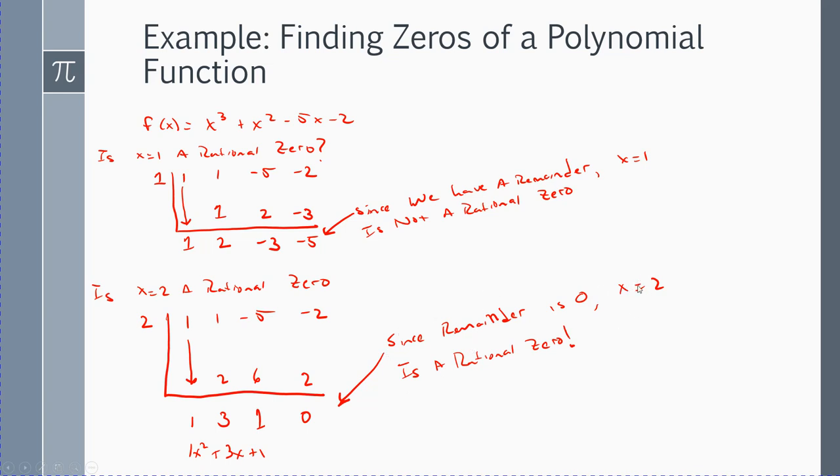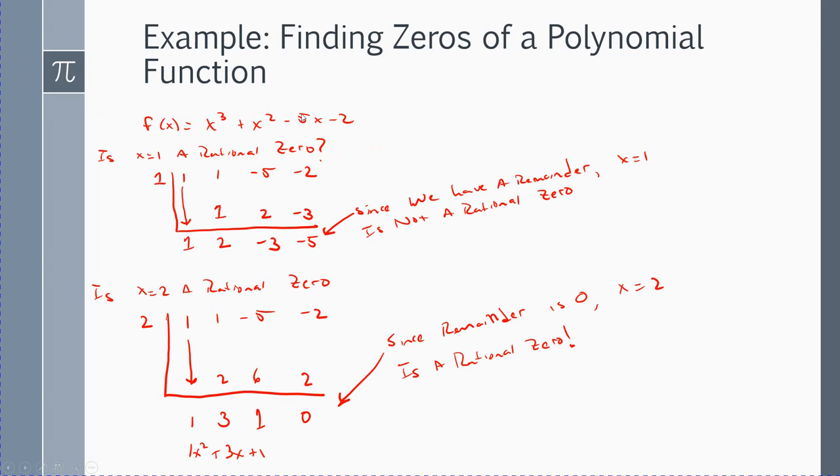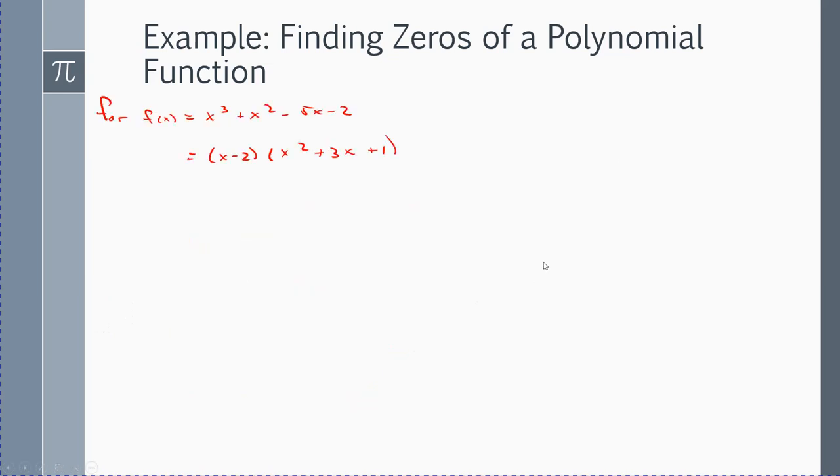If I bring the 2 over, this becomes x minus 2 times x squared plus 3x plus 1. If you were to multiply this out, it would be the same thing, which is what we got when we did the synthetic division. So I've taken my function, performed synthetic division, and factored out the rational 0. I found it, and now I have to solve this resulting equation because I wanted to find the 0s.